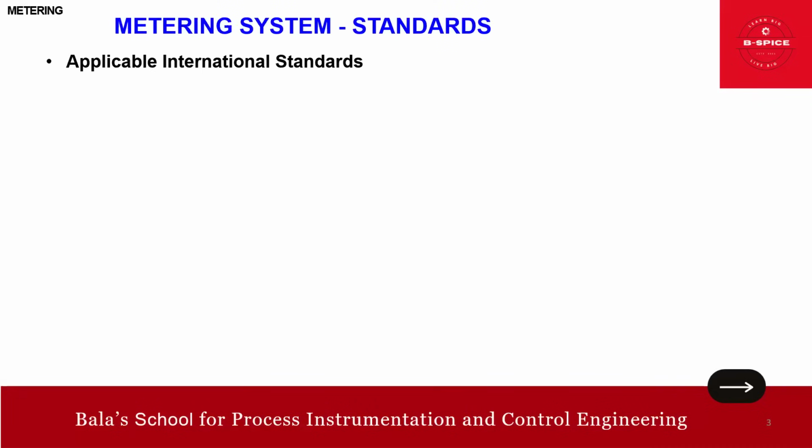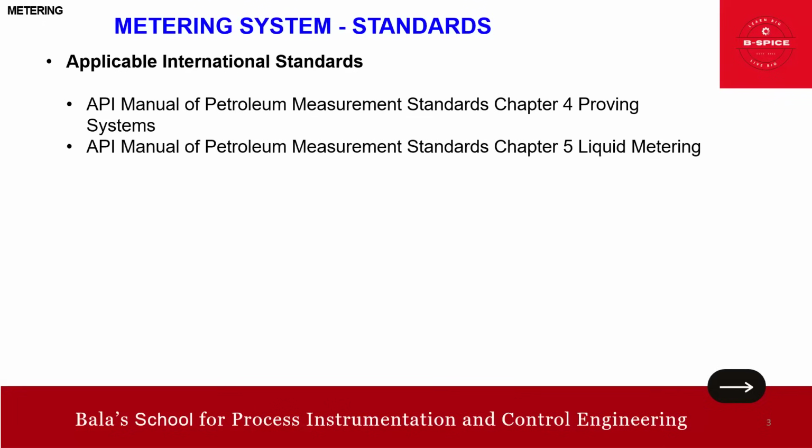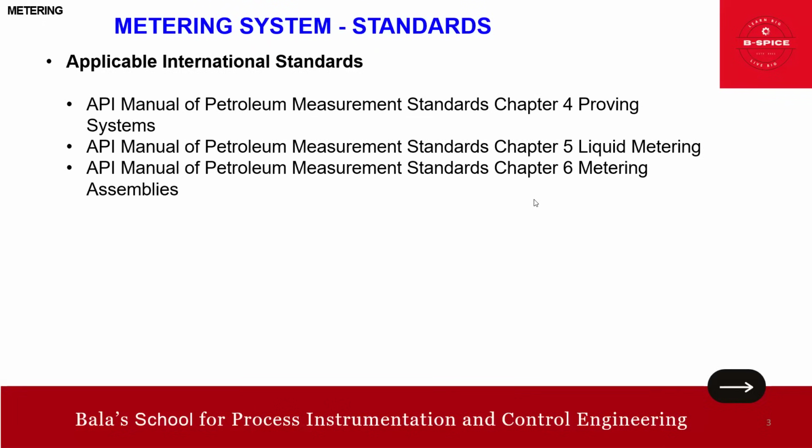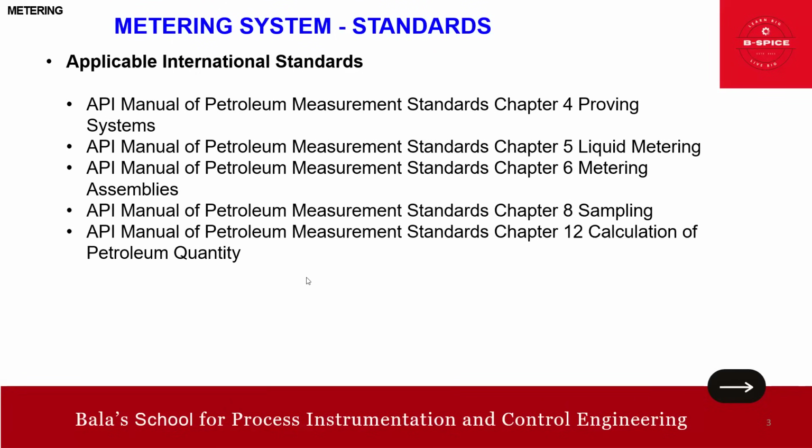Now we go into the applicable international standards. Very important actually. When you think about metering, these are the standards that should come to your mind. One is API Manual of Petroleum Measurement Standards, Chapter 4, which talks about the proving system. Then Chapter 5, which talks about liquid metering. Chapter 6 talks about the metering assemblies. Chapter 8 talks about sampling. Then Chapter 12, calculation of petroleum quantity.